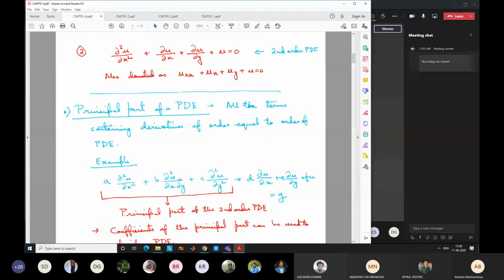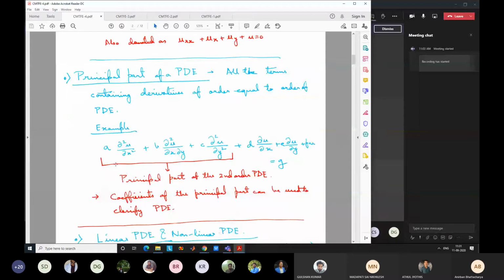So in this, the principal part is this part, the first three terms, because they are the highest order terms. Okay. So for our case, the principal part is very important. Okay. So for example, for a second order PDE, the coefficients of the principal part are required to classify the PDE. Okay. Similarly, for other cases also, higher order PDEs also, the coefficients of the principal part are actually very important in classifying the type of PDE.